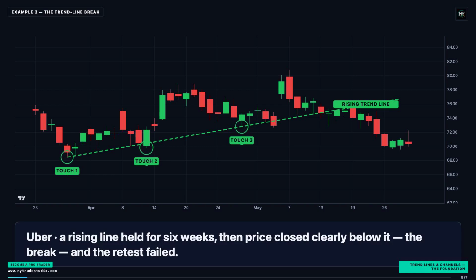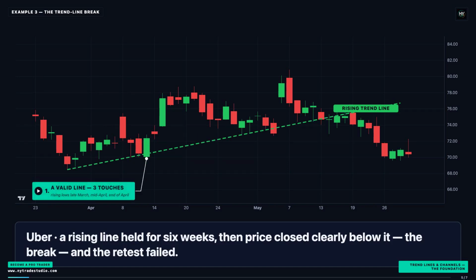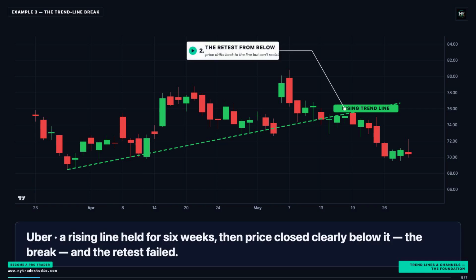We connect them and extend the line. This is a valid trend line with 3 clean touches, so we trust it. For 6 weeks, it was perfect diagonal support. Every dip to the line got bought and price climbed, but no line lasts forever, so we watch for the moment it stops working. In the middle of May, price drifts back down toward the line.